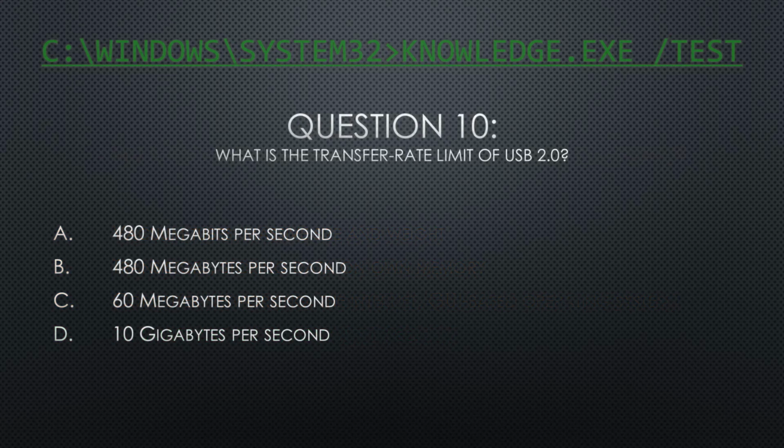Question 10. What is the transfer rate limit of USB 2.0? A. 480 megabits per second. B. 480 megabytes per second. C. 60 megabytes per second. D. 10 gigabytes per second. The answer is A. 480 megabits per second.